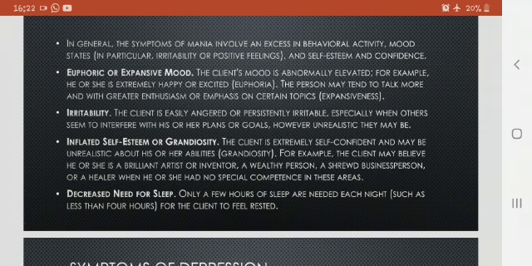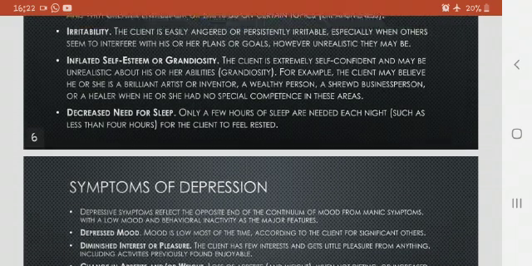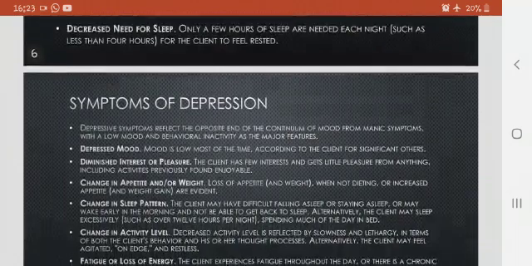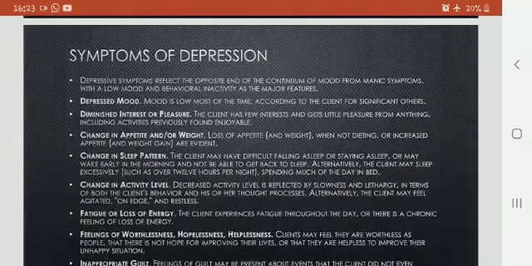So next, the hypomanic symptom is decreased need for sleep. Only a few hours of sleep are needed each night, such as less than 4 hours, for the client to feel rested. So, these are the hypomanic symptoms which are most common in bipolar 2 disorder patients.